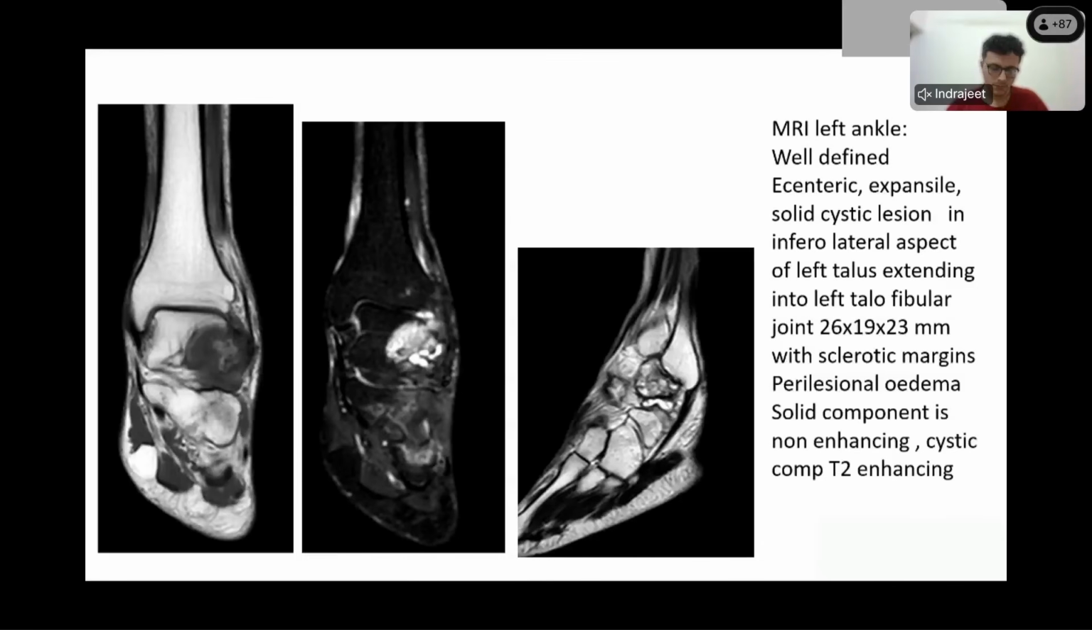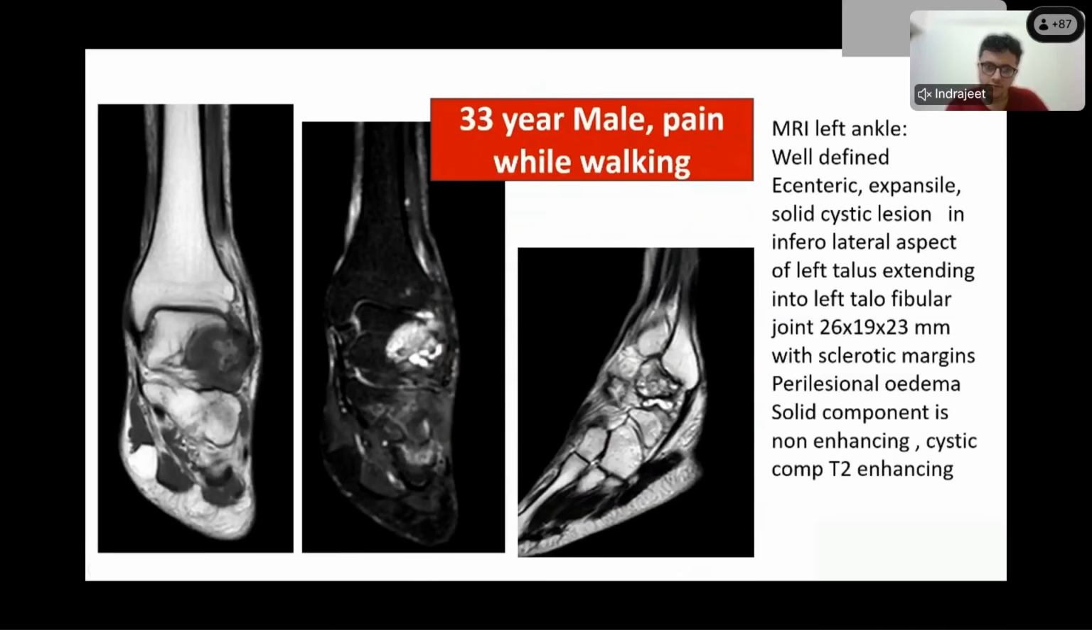Now, this is yet another case. So, Dr. Amit, do I have the radiology? This is a 33-year-old male, and he has pain while walking. I forgot to put the X-ray here, but this is a well-defined, eccentric and expansile lesion. Amit, I'm just reading out the report which was there on our system. I think X-ray is equally crucial, and we will say that both X-ray and MRI should be there to make a diagnosis.